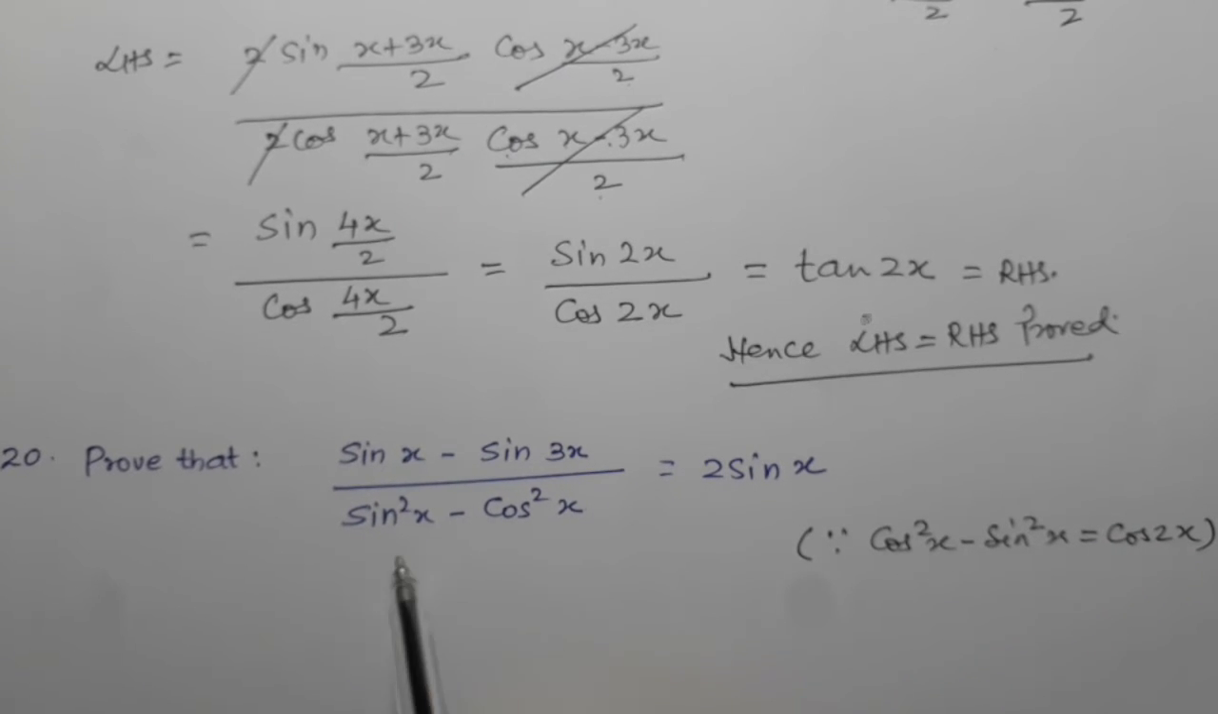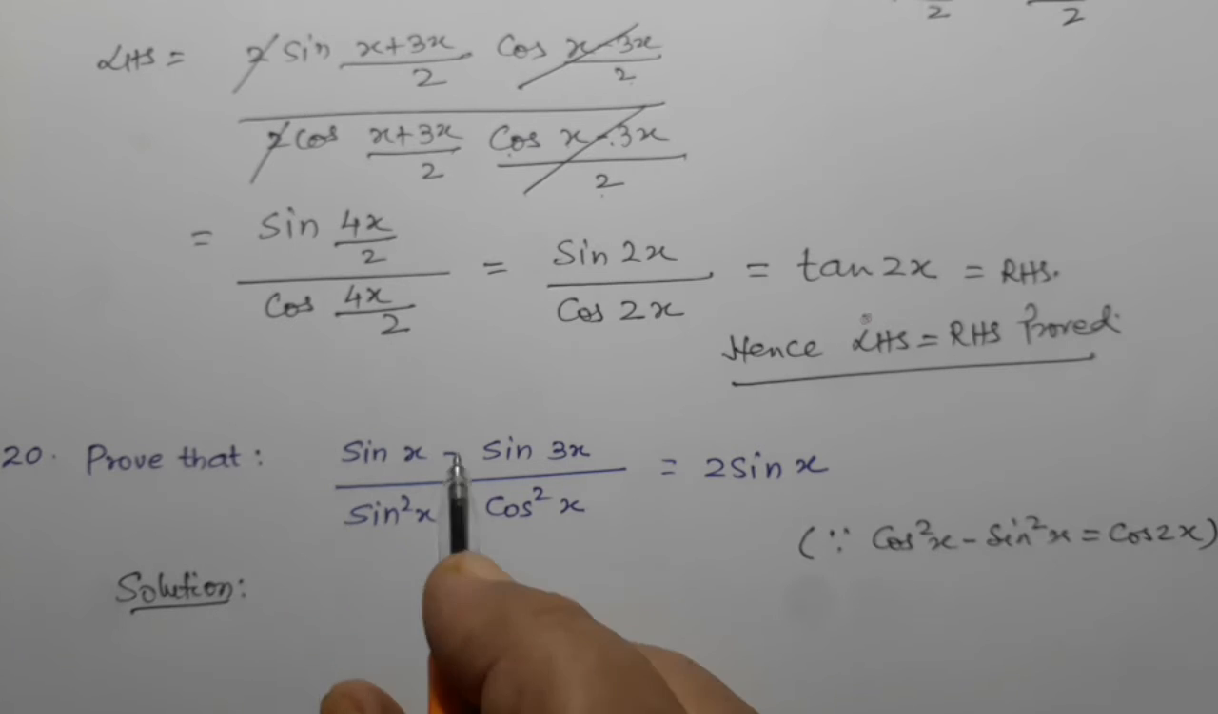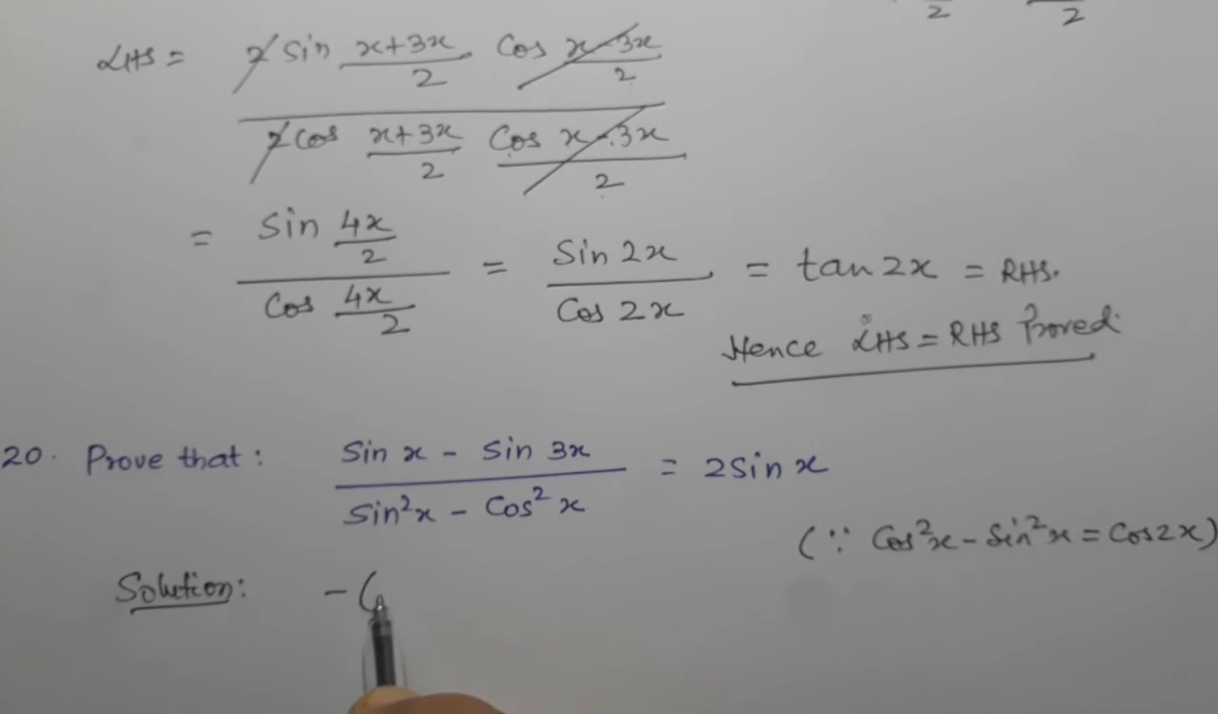So at this place, sin square x minus cos square x we will have to bring in this style. So what we will do, if we take common minus, then sin square x will be minus, cos square x will be plus. So we shall take LHS solution by taking minus common in numerator and denominator both. So here it will be minus sin x, because it is plus, minus we have taken, so it will become minus, and this minus has been taken, so it will become plus sin 3x.